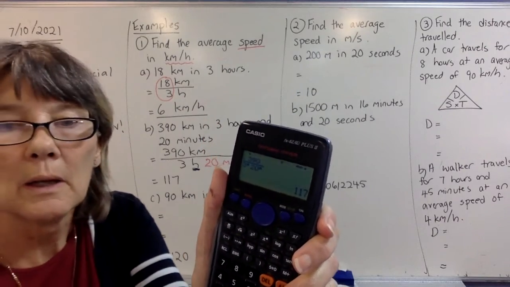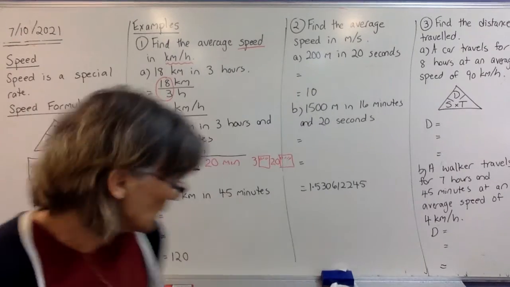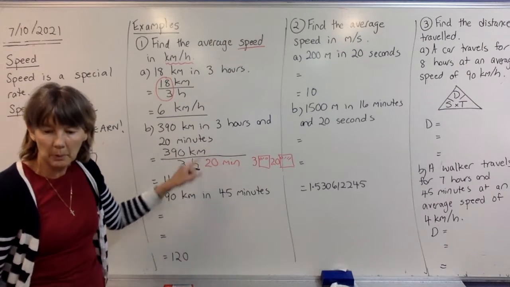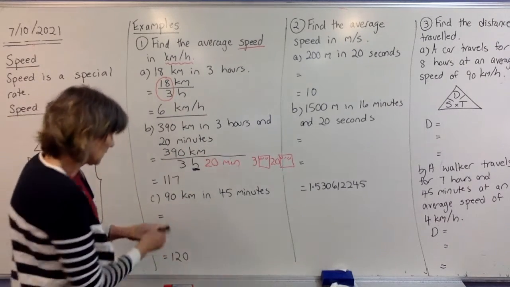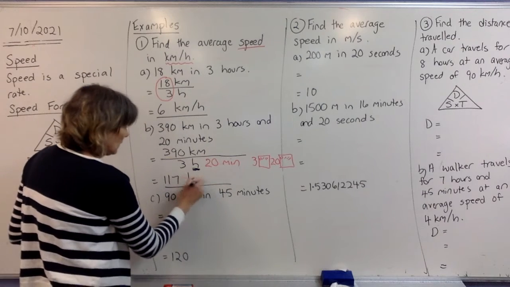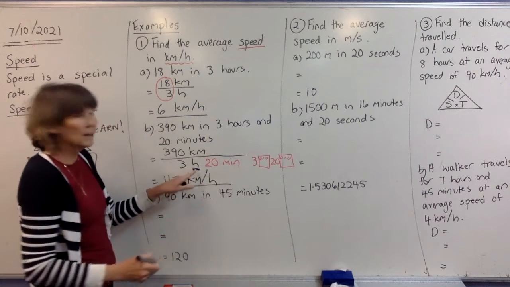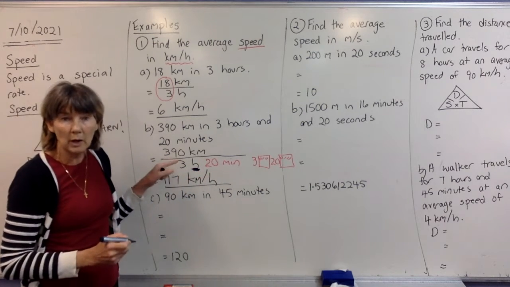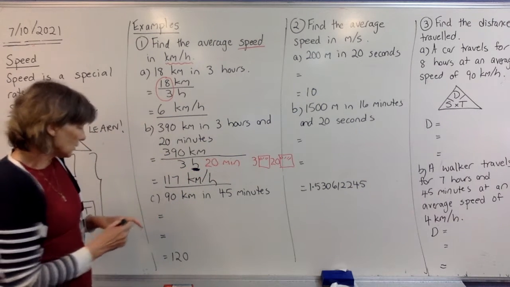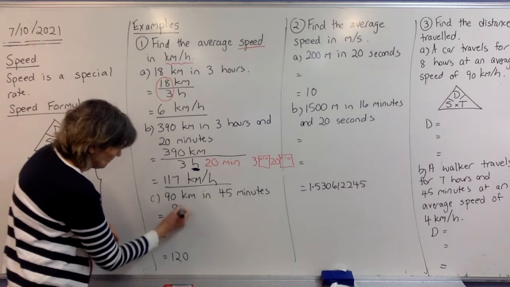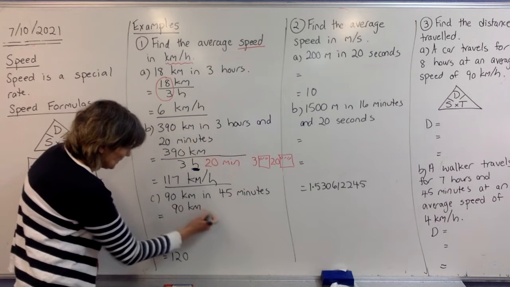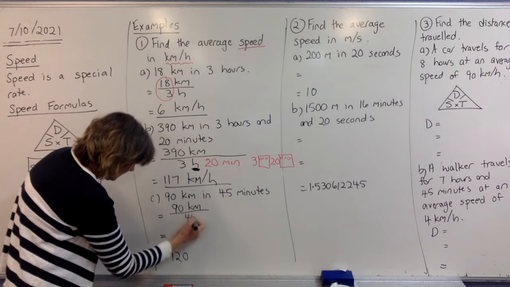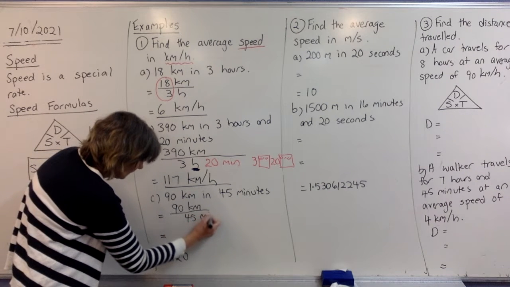Alright, now the first number that you put in there was in hours, so it is going to be in kilometres per hour. Okay, so we've got 117 off the calculator, and we are writing it as kilometres per hour because it's whatever that first unit is that we're writing. Alright, let's look at the next one. Now this is trickier. So we've got 90 kilometres. Now, our time is 45 minutes here. I'm leaving a little gap, you'll see why in a minute.